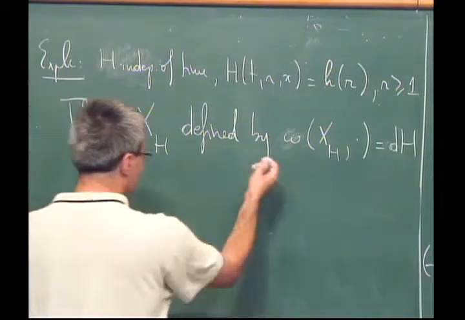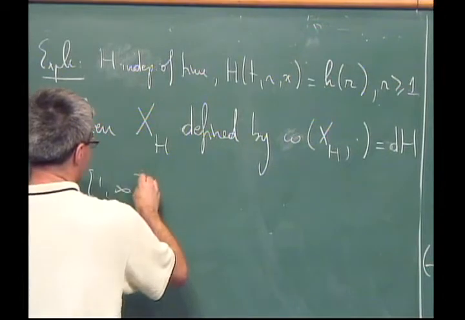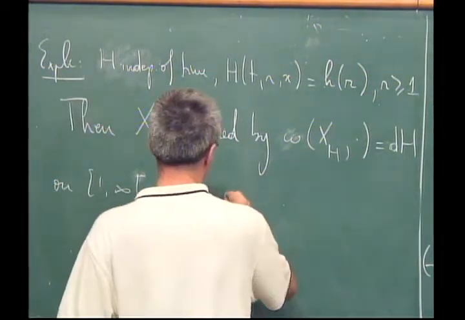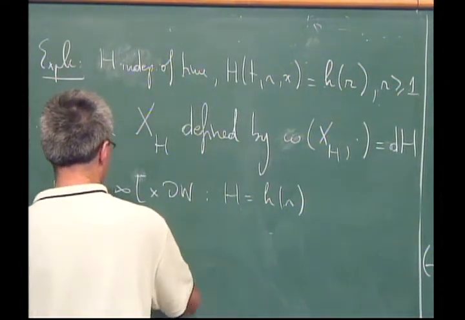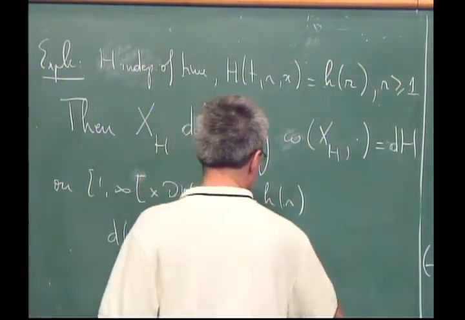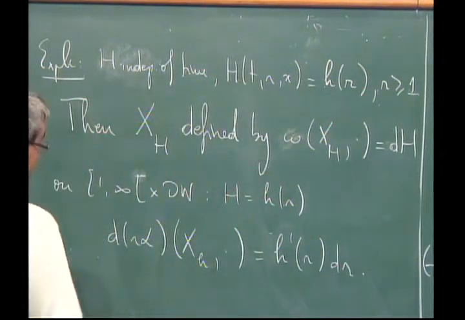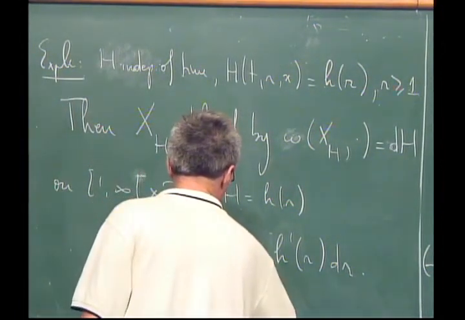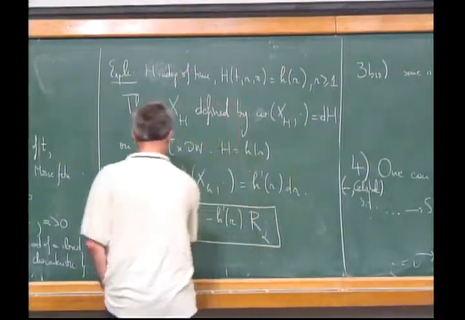So we compute on 1 to infinity cross boundary, H is H of r, and hence I get d of r alpha of XH dot equals H prime of r dr. And from this, you obtain that XH is minus H prime of r times the Reeb vector field R alpha.